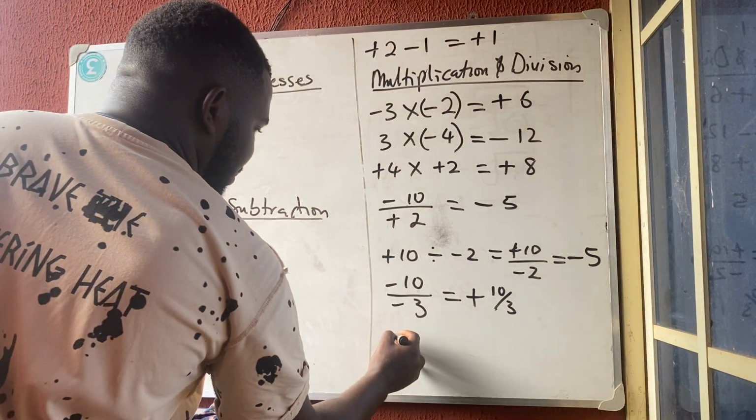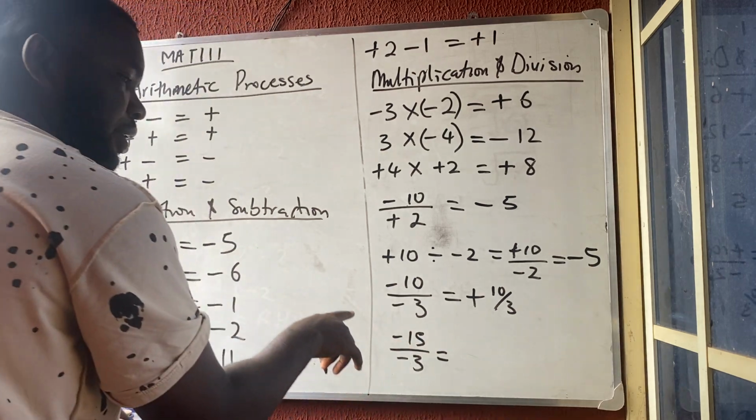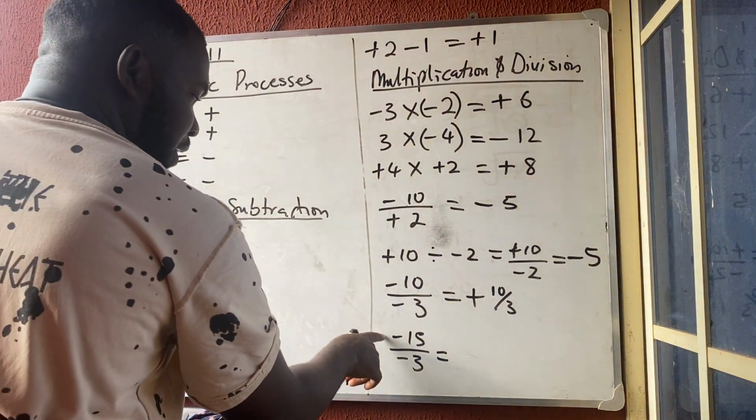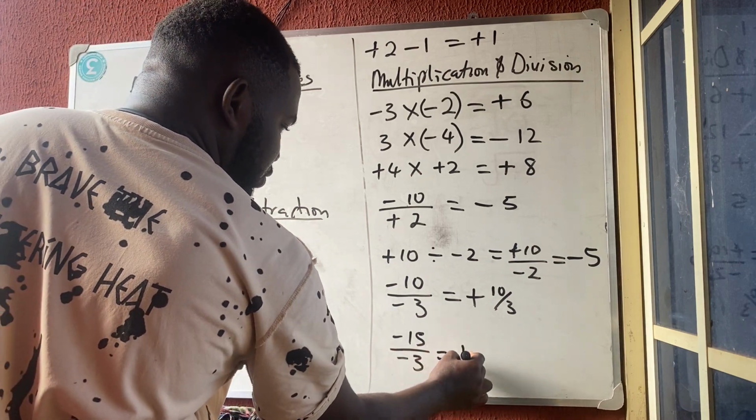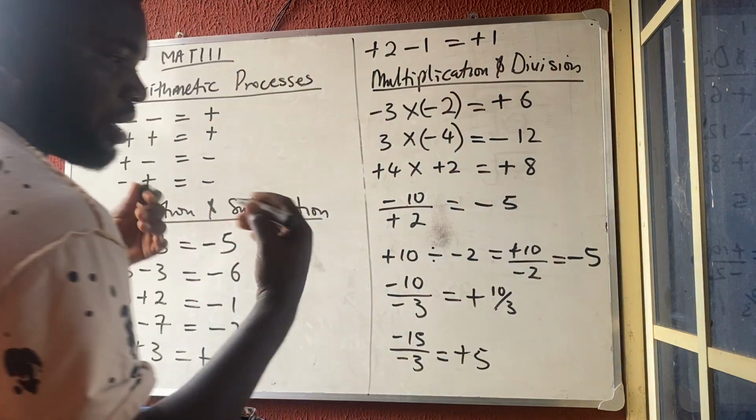So look at this one now, minus 15 divided by minus 3. The sign my answer is going to carry is from here. They are the same thing, so I'm going to carry plus. Then 15 divided by this is what? 5. As simple as that.